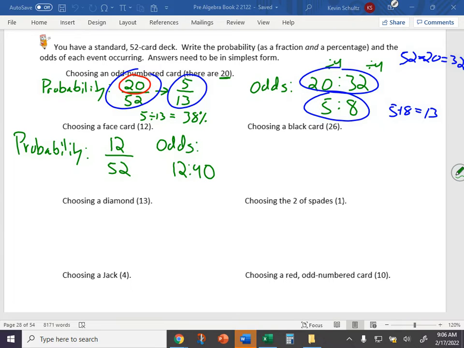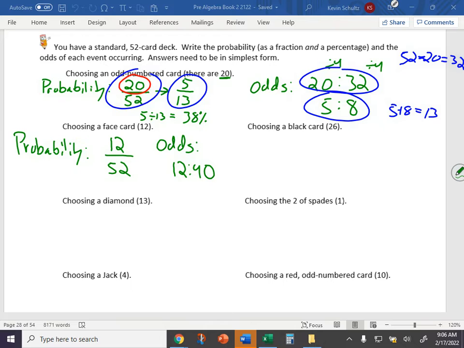12 to 40. How'd you get 40? Good question. How'd you get 40? Why? You're right. It is. But how'd you get there? 12 minus 52. Right.